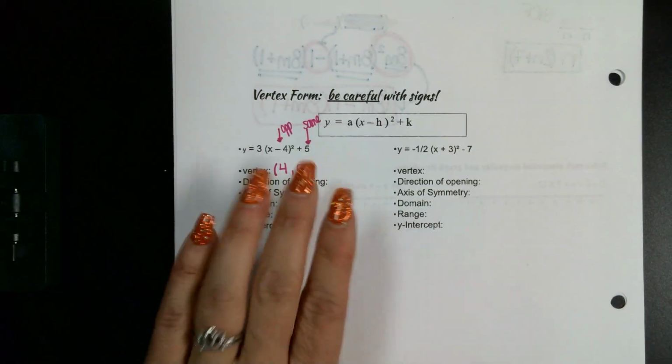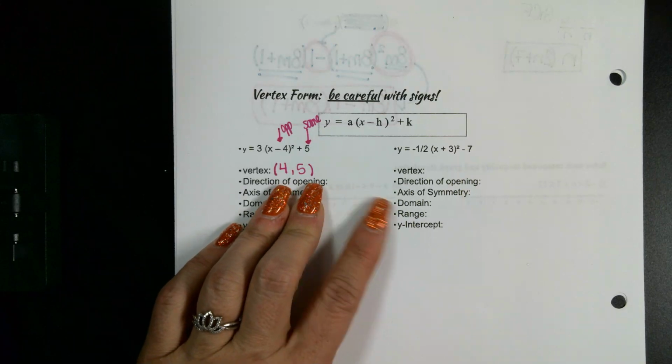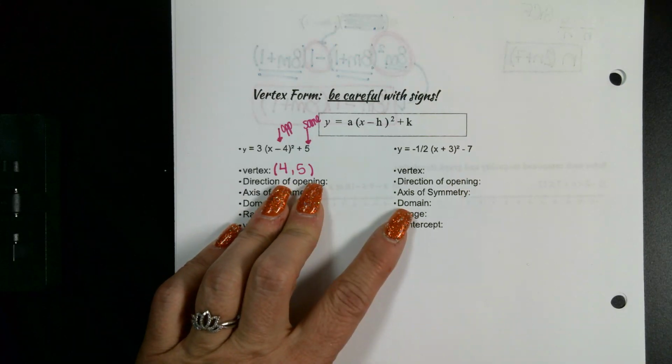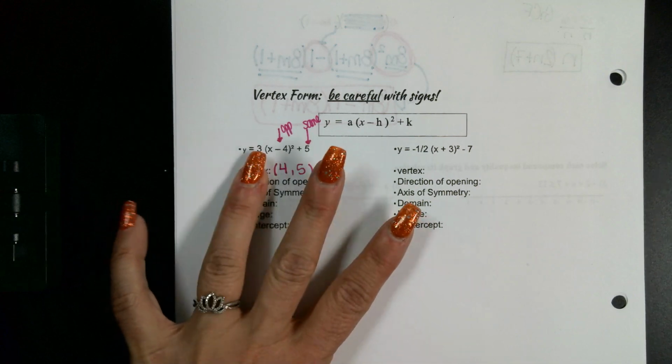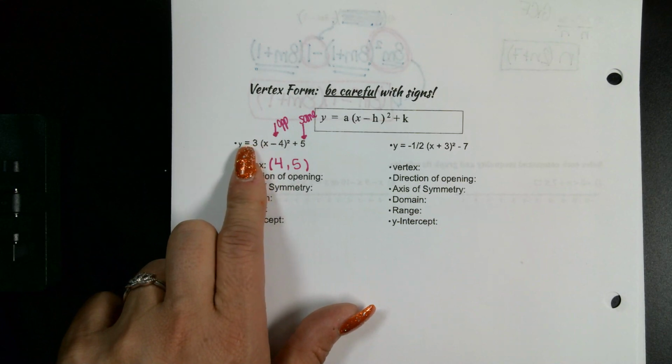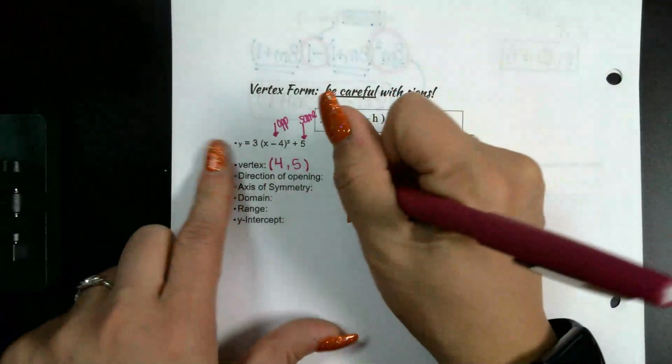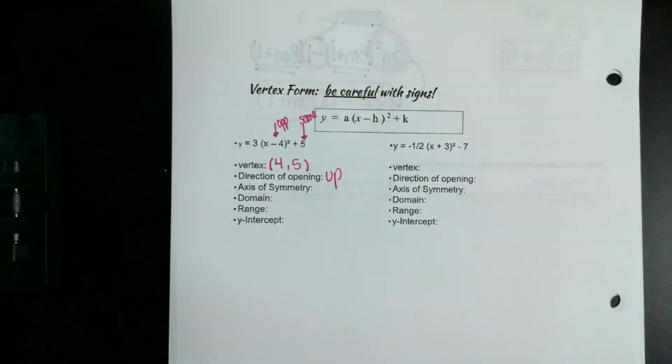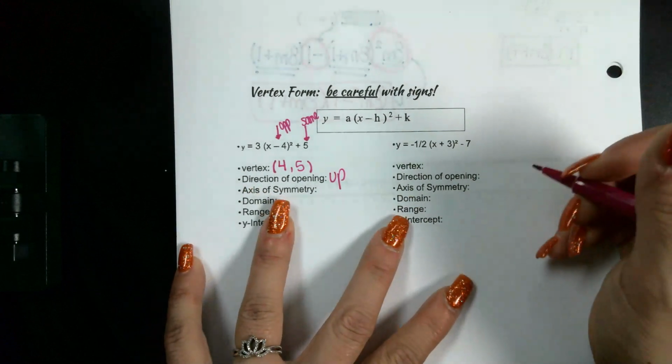Yesterday we talked about how to know whether it was facing up or down. Who remembers? The number out front. If this number out front is positive, it is facing up, like a positive person. They smile, right? Positive faces up. Negative would face down.